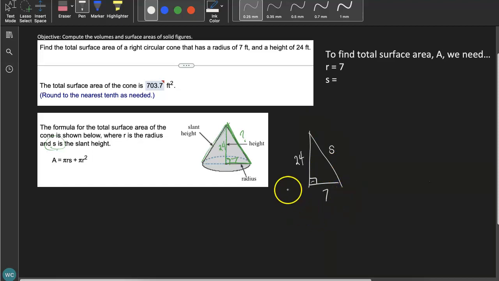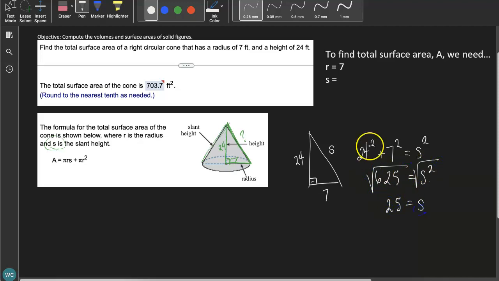What we've learned is that Pythagorean theorem will enable us to solve for one missing side of a right triangle. So that Pythagorean theorem will look something like this. 24 squared plus 7 squared equals S squared. So what we get by computing what we see here on the left side of this equation is 625 equals S squared. After taking the square root of both sides, we get that 25 equals S. Remember S here being the slant height.